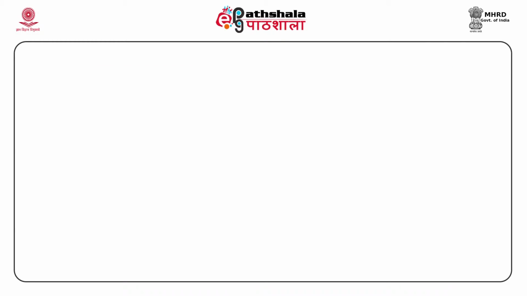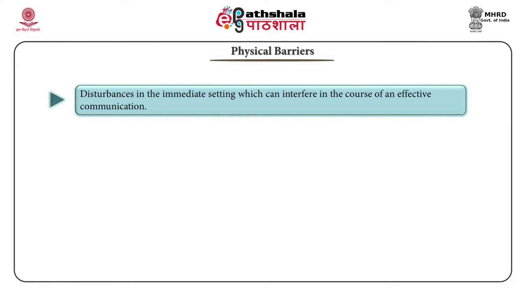The first one is physical barriers, which relate to disturbance in the immediate setting that interferes in the course of an effective communication. These physical barriers may prove to be tough obstacles in the process of effective communication. These factors may just cause distraction, leading to inattentiveness, or totally alter the message, causing miscommunication. Physical barriers are as follows.